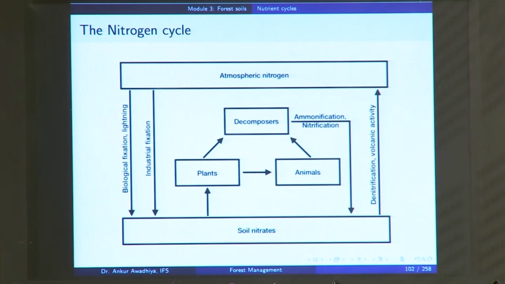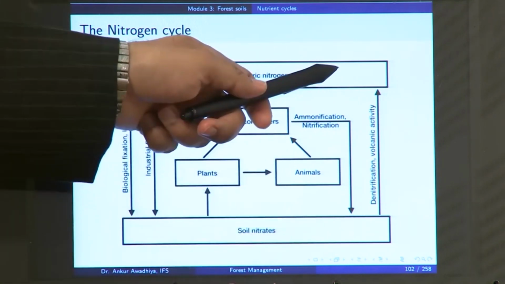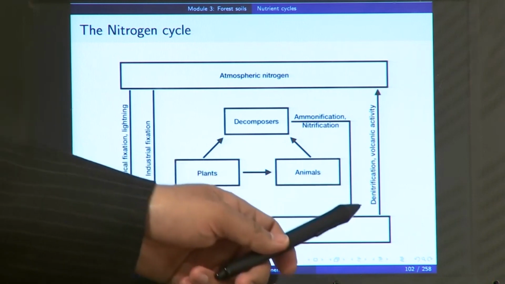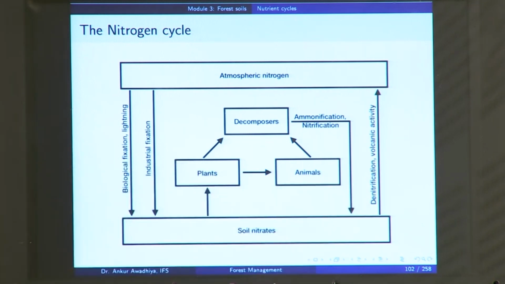On the other hand, these soil nitrates can also move back into the atmospheric pool in the form of nitrogen, and this happens through the process of denitrification, or for instance through volcanic activity. In the case of volcanic activity, the nitrates that are present in the form of rocks will be heated up to a very large extent, and then they will be released back into the atmosphere.